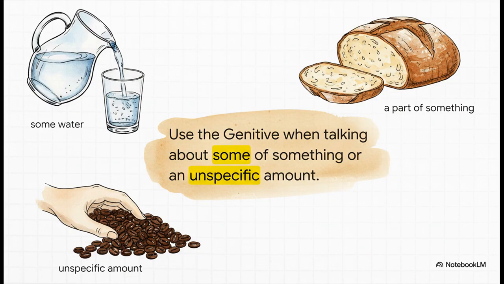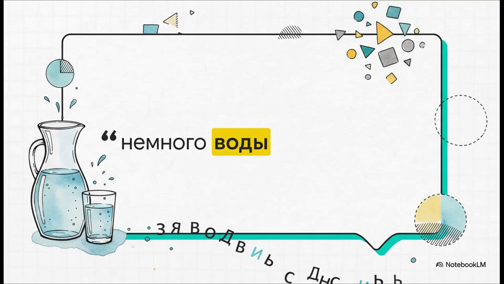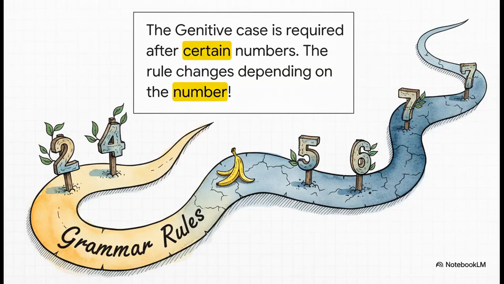Okay, use number 3. This one comes up when you're talking about some of something or a part of a whole. So think of phrases like a little bit of, a lot of, or just some. For example, if you wanted to ask for some water, the word for water is вода. In the genitive, it becomes воды. So the whole phrase is немного воды. Let's hear you say that. Немного воды. Awesome job.